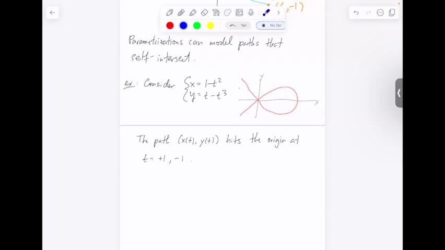Because at plus 1 or minus 1, x vanishes. And in fact, in this case, you could factor this out: y is t times 1 minus t squared. This is basically y equals t times x. So whenever x is 0, y is 0. So at time equals plus 1 and minus 1, at two distinct times, this particle crosses the origin.